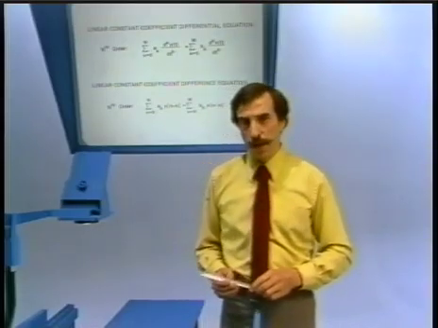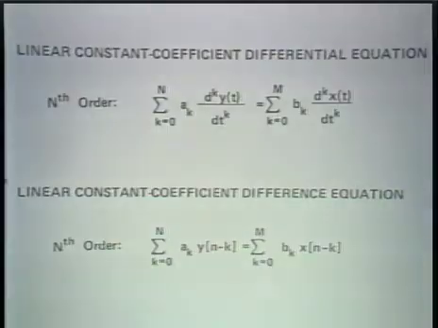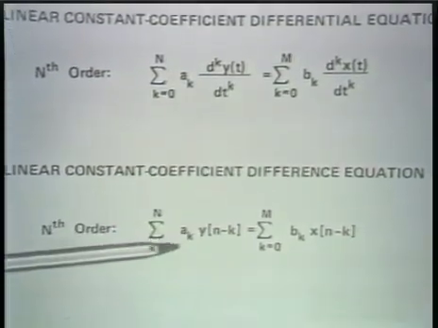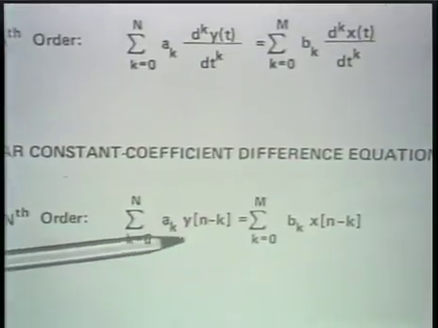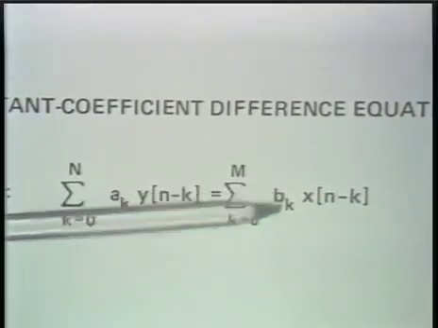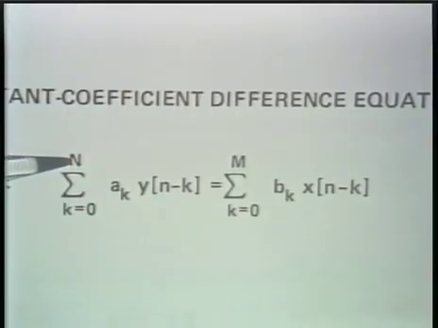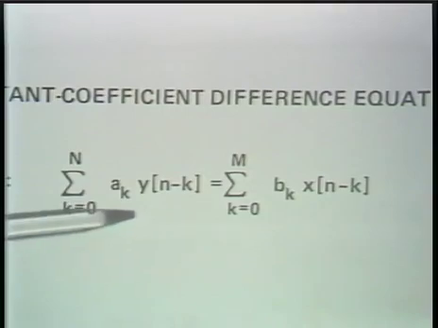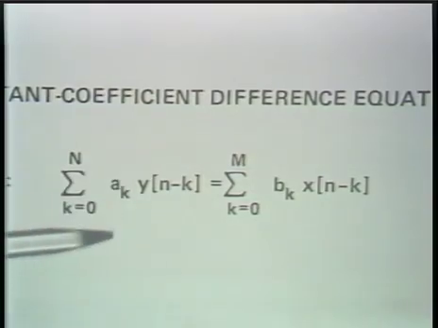In the discrete time case, the corresponding equation is a linear constant coefficient difference equation, and that corresponds to, again, a linear combination of delayed versions of the output equal to a linear combination of delayed versions of the input. This equation is referred to as an nth order difference equation, the n referring to the number of delays of the output involved, just as in an nth order differential equation, the n, or the order of the equation, refers to the number of derivatives of the output. Now let's first begin with linear constant coefficient differential equations.